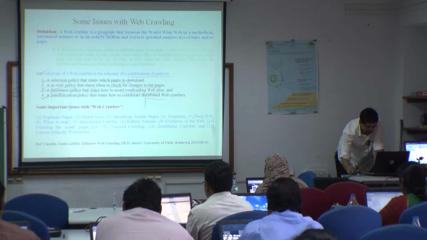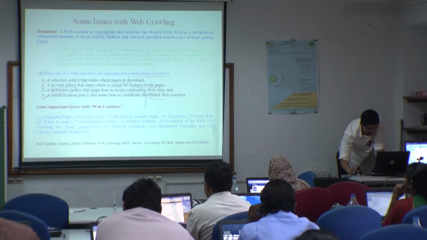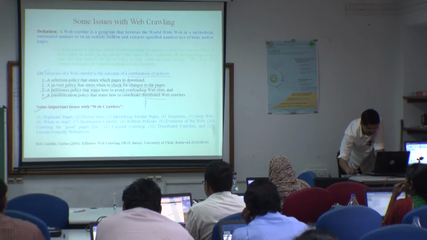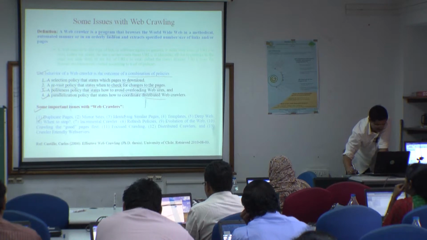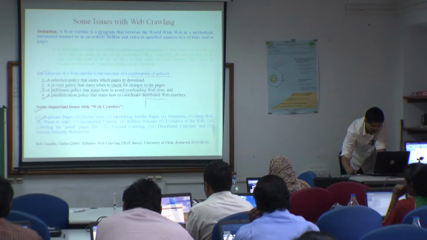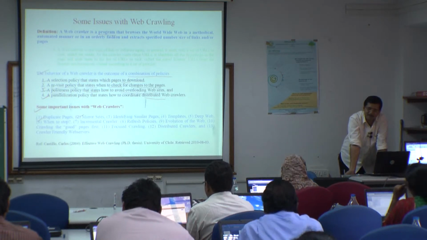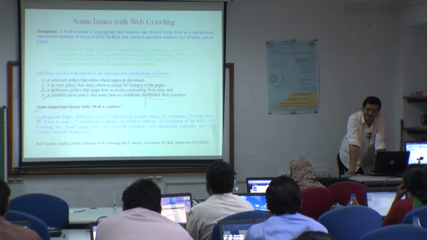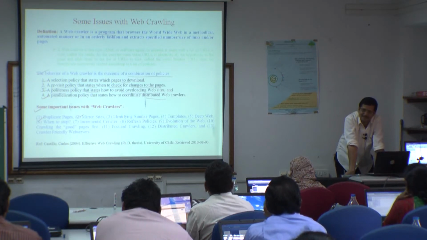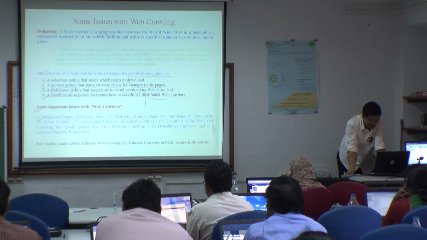Now some important issues with web crawlers. First is the duplicate pages. This is the most important issue with web crawlers. Third is the mirror sites. Generally people prepare mirror sites for phishing attacks. Such mirror sites also create a lot of problems.